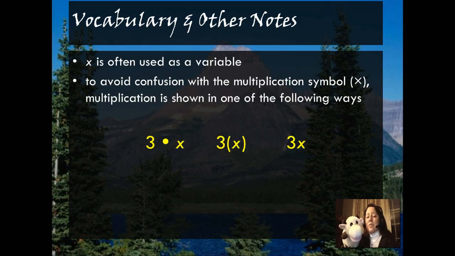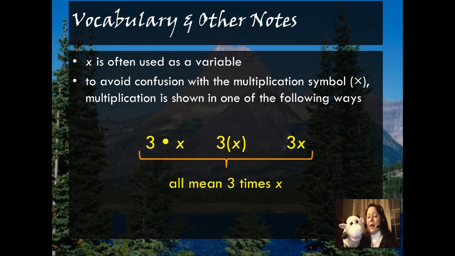Sometimes you'll see 3 with the dot, which indicates 3 times x. Sometimes you'll see parentheses around the variable to indicate that it is a variable instead of the multiplication symbol. But most often you will see 3 right next to the variable. When there's no space between a number and a variable, or no space between two variables, that means to multiply. All 3 of these notations mean 3 times x.